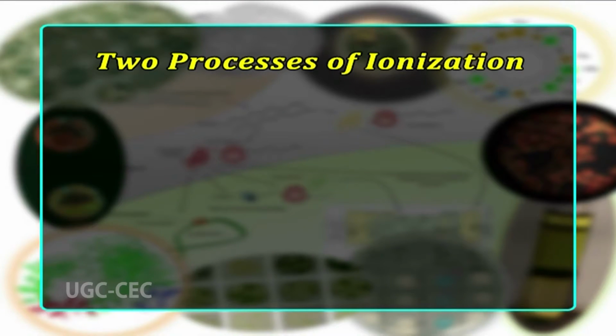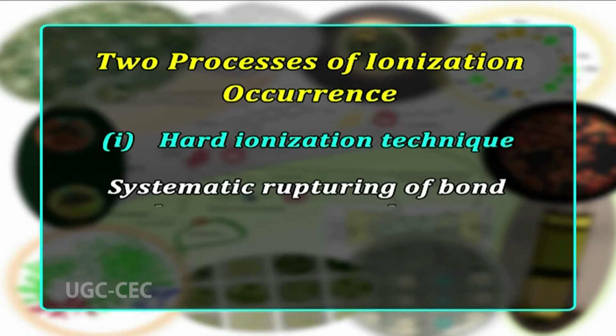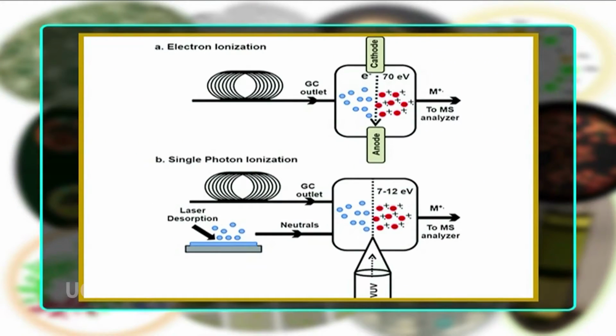In mass spectrometry, ionization refers to the production of gas phase ions, suitable for resolution in mass analyzer or mass filter. Ionization occurs in the instrument via ion source through two processes. First, hard ionization technique, which is the systematic rupturing of bond which acts to remove excess energy and restoring the stability to the resulting ion. The resulting ion tend to have lower m by z ratio than the molecular mass. The most common example of hard ionization is electron ionization.